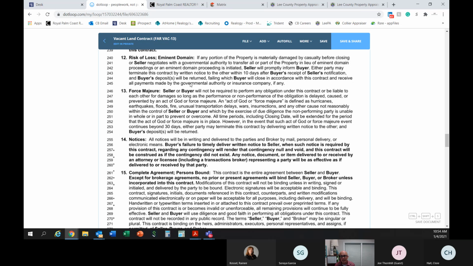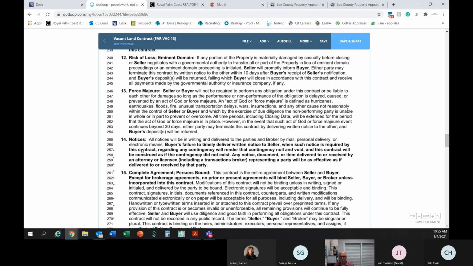All time periods, including closing date, will be extended for the period that the act of God or force majeure is in place. However, in the event that such act of God or force majeure event continues beyond 30 days, either party may terminate this contract by delivering written notice to the other, and buyer's deposits will be returned. Okay, I had experience with force majeure on a property. Hurricane Irma came through. We were in a state of emergency. We were able to call force majeure so long as our county was in a state of emergency. And if that lasts for more than 30 days, then either party may terminate this contract by delivering written notice to the other. Any questions on eminent domain or force majeure?